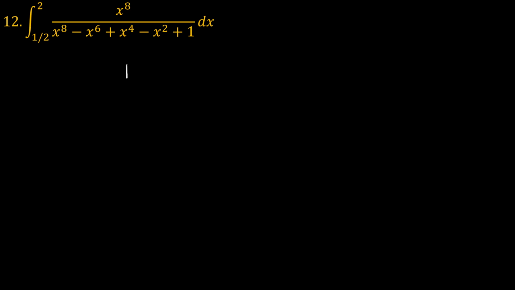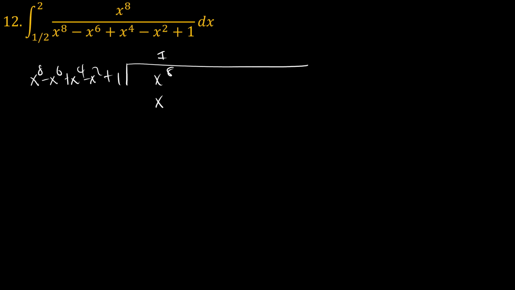So problem number 12 happens to be this definite integral, from x equals a half to x equals 2, of x to the 8th over x to the 8th minus x to the 6th plus x to the 4th minus x squared plus 1. So the first thing I will do is express this in a kind of mixed fraction. So I divide x to the 8th by x to the 8th minus x to the 6th plus x to the 4th minus x squared plus 1. So if we multiply by 1, we get that.